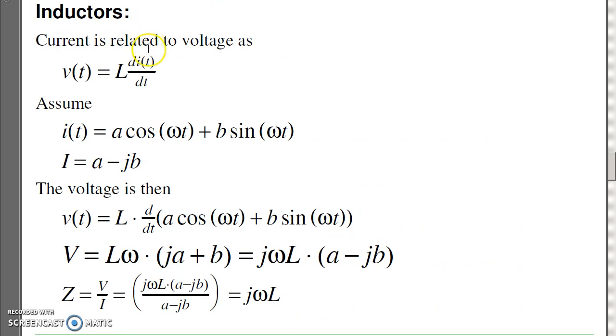For inductors, the current-voltage relationship is V equals L di/dt. If the current is a sine wave, sine and cosine, its phasor form will be A minus JB, again where A is cosine and minus J is sine. Plugging it in, taking the derivative of current and putting it in phasor form, you wind up with the impedance of an inductor being J omega L.